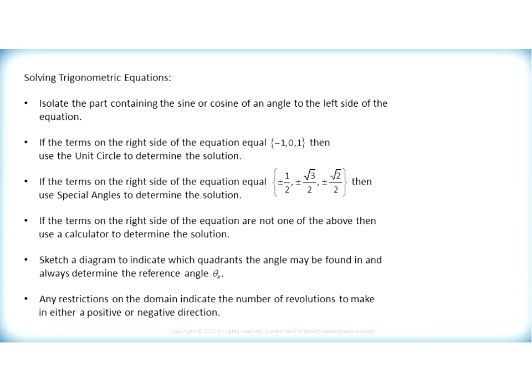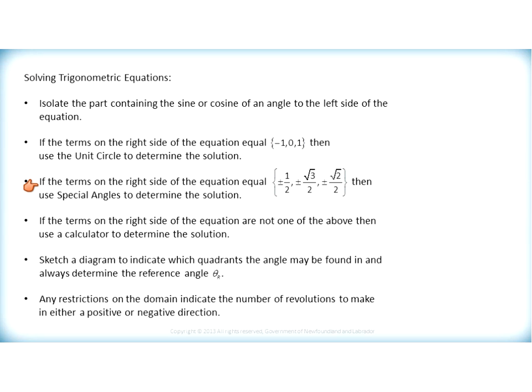Here are some tips that we can use to solve trigonometric equations. First of all, we can isolate the part that contains the sine or cosine of an angle and bring it to the left side of the equation. If the terms on the right side of the equation equal -1, 0, or +1, then we can use quadrantal angles around the unit circle to determine the solution.